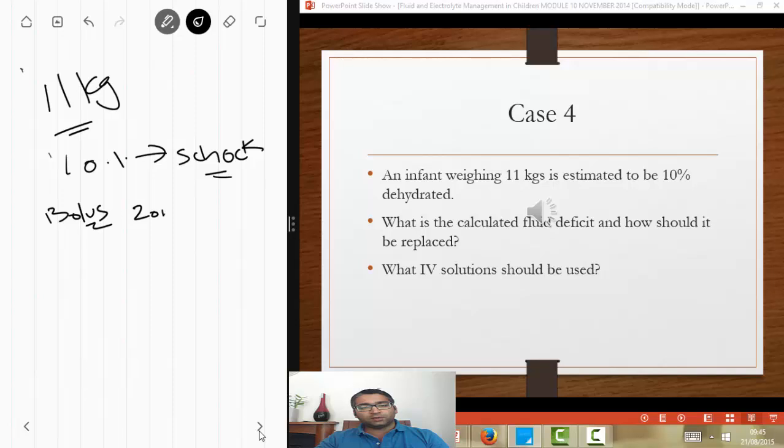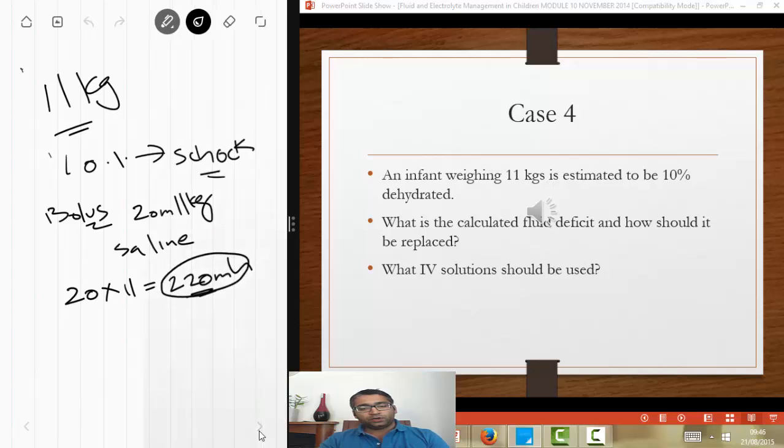We normally give 20 mL per kilo fluid bolus. What do we give? We give saline normally. So 20 mL per kilo will be 20 times 11. So that will be 220 mL. So you push in quickly through an IV cannula or an intraosseous cannula 220 mL. So you've given that.